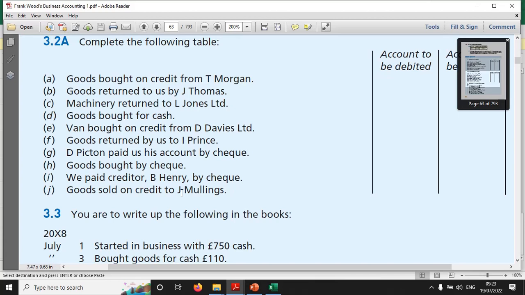Goods returned by us to, who is this? Prince. Identify the accounts. The two accounts. Sales returns account. Let's see, again, goods returned by us. Oh, purchases returns, sorry. Purchases returns and what? Is it Hybrid? You debit the purchases returns. Goods returned by us to Hybrid.